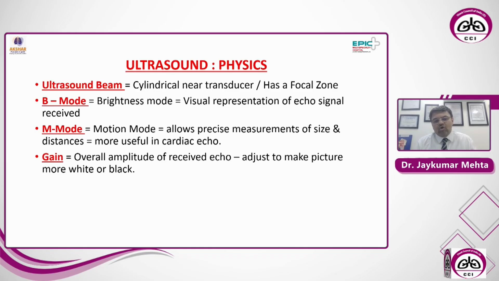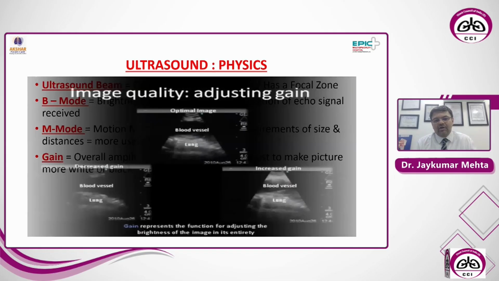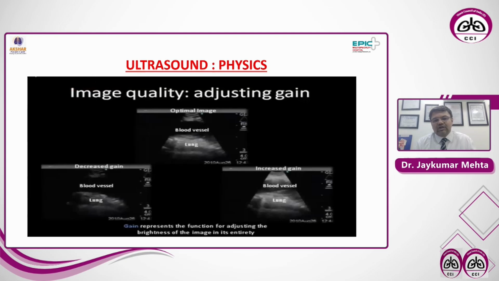So gain is the overall amplitude of the received echo, which we adjust to make the picture whiter or blacker. Here we are seeing the same structure with a different image quality. Here is an optimal image where we see a blackish blood vessel and whitish lung. And here we can see that when we decrease the gain, we decrease the brightness of the image. And when we increase the brightness, even the blood vessel looks whiter, which is anechoic in the optimal image.